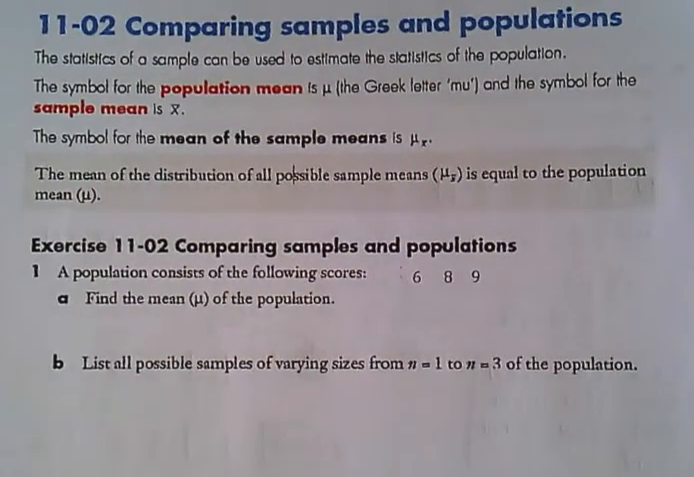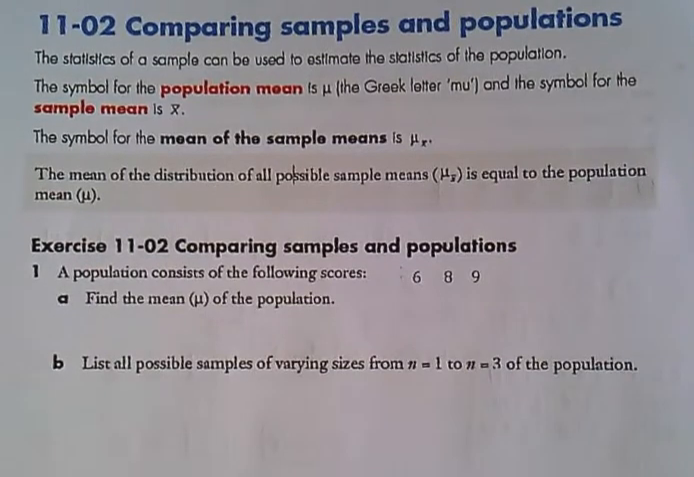Exercise 1102, comparing samples and populations. Anytime you take a sample from a population and whatever data you want to collect about that sample, it's never going to be 100% accurate. The only accurate way to get information is to conduct a census.